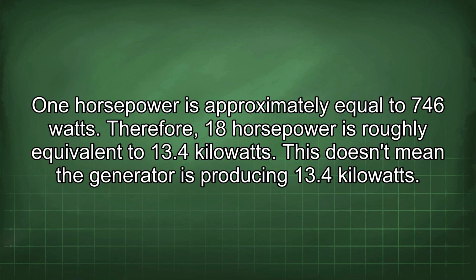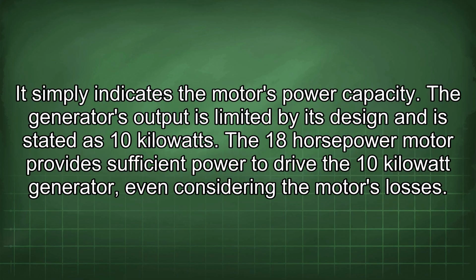1 horsepower is approximately equal to 746 watts. Therefore, 18 horsepower is roughly equivalent to 13.4 kilowatts. This doesn't mean the generator is producing 13.4 kilowatts. It simply indicates the motor's power capacity. The generator's output is limited by its design and is stated as 10 kilowatts. The 18 horsepower motor provides sufficient power to drive the 10 kilowatt generator, even considering the motor's losses.